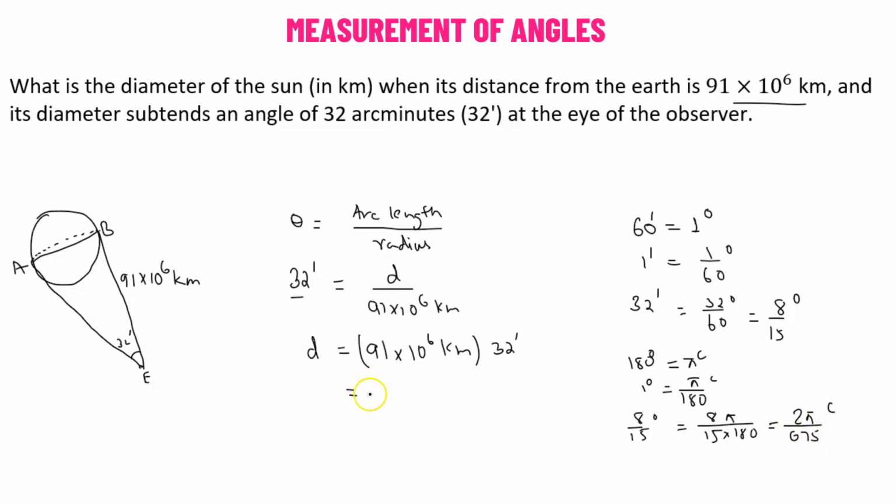So we'll substitute this value here. So we have 91 times 10 raised to the power of 6 kilometers multiplied by 2 times pi, where pi we can take as 22 over 7, divided by 675 times 7. And when we solve for this, we're going to get the value 847,407 kilometers approximately. So this is going to be the diameter of the sun.